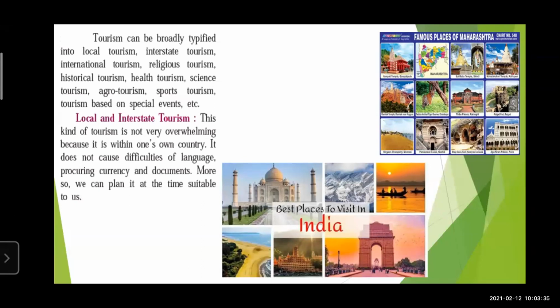So the first type of tourism is local and interstate. That is within our country itself, and there is no problem in language or procuring currency or documents as well. And we can plan it at a time suitable for us. We do not need to plan it well before time or months.